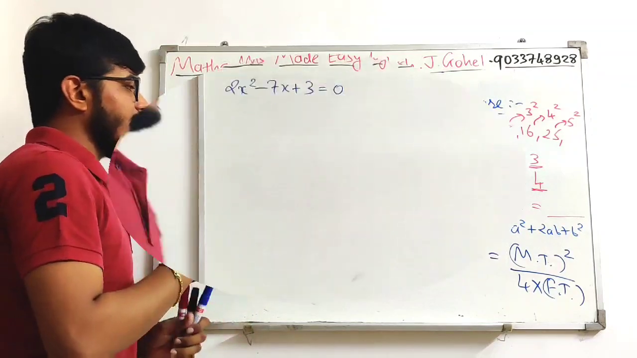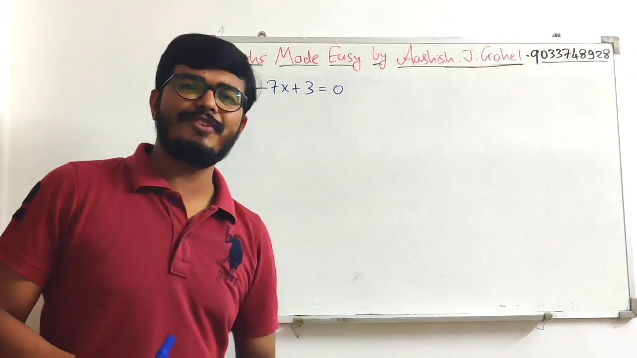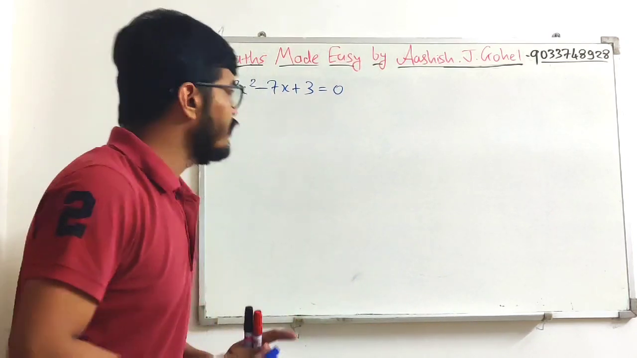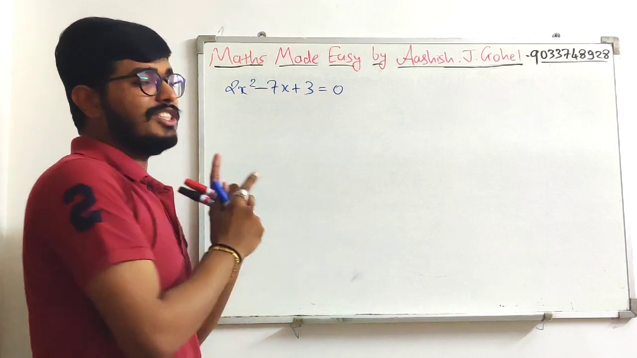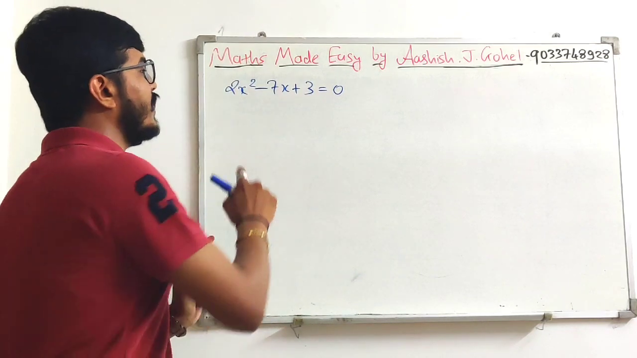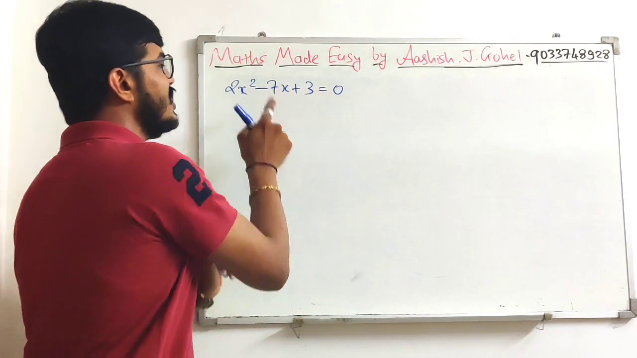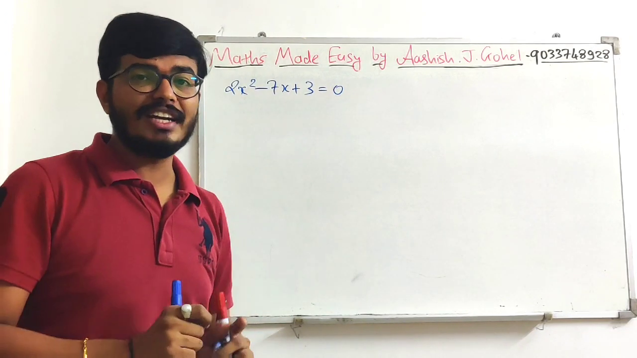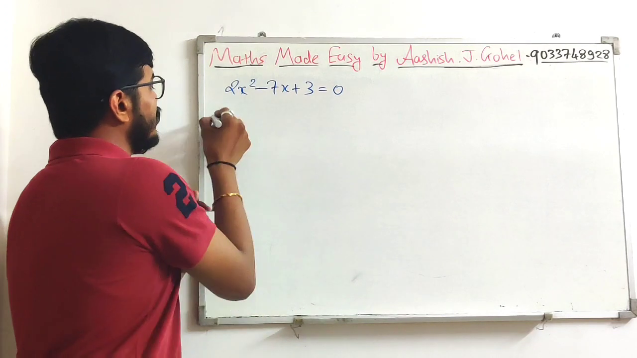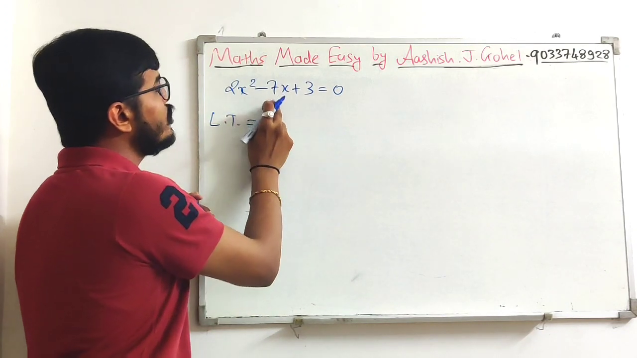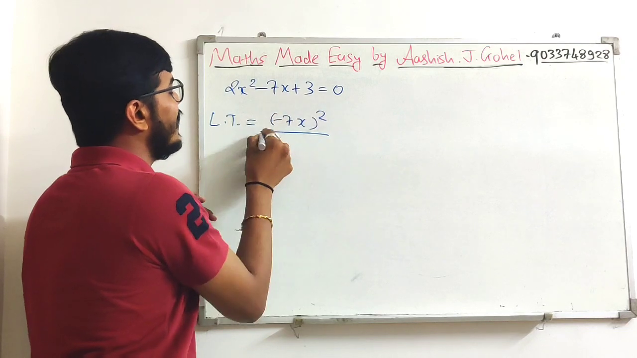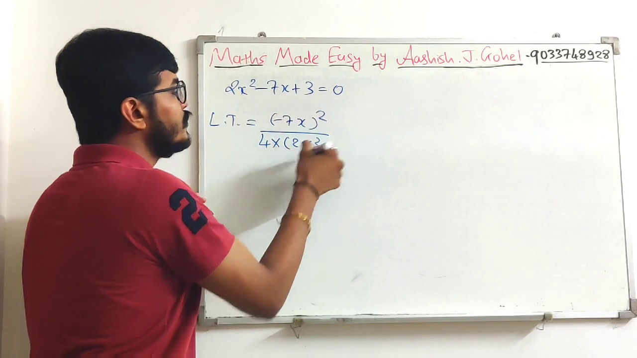Here one equation is given. We want to solve this equation with the help of the completing the square method. To do this, we need to find the last term by which this equation will be a perfect square. So let us discuss how to find the last term. The formula for the last term is the middle term whole square divided by 4 into the first term.